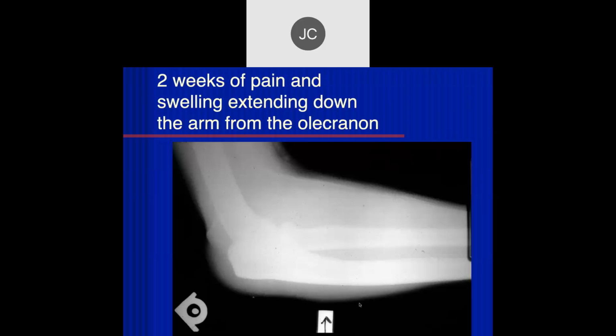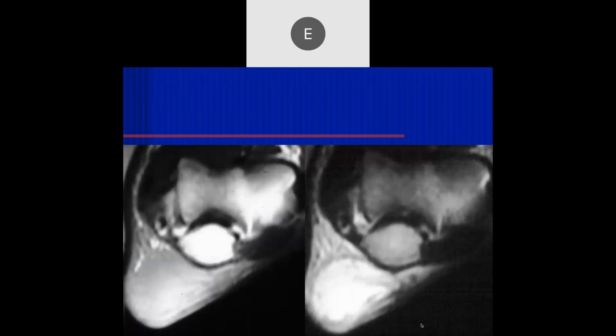Okay. Two weeks of pain and swelling extending down the arm from the olecranon. I see soft tissue thickening in the posterior elbow on the plain film. So, do you want an MR? Yes. Okay, that's one cut of the MR.